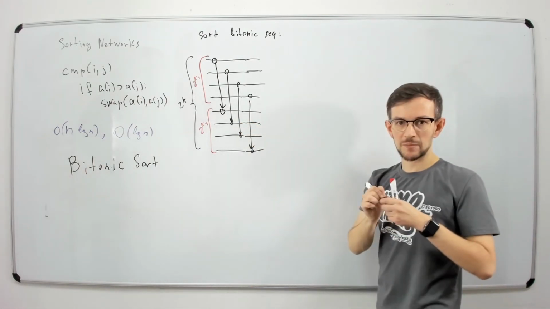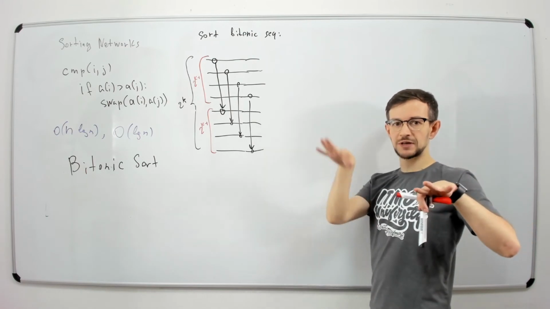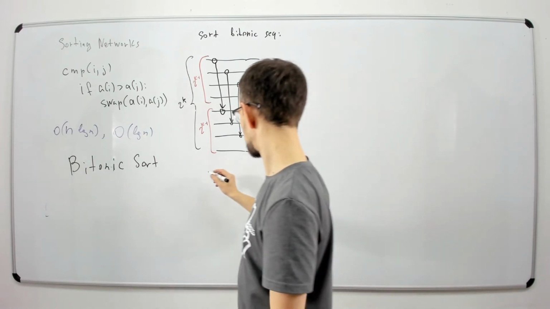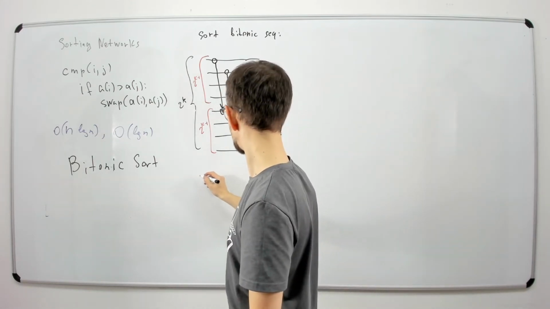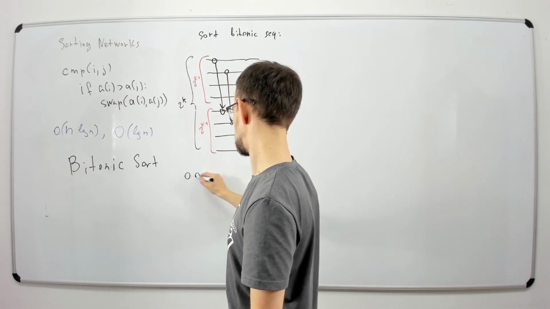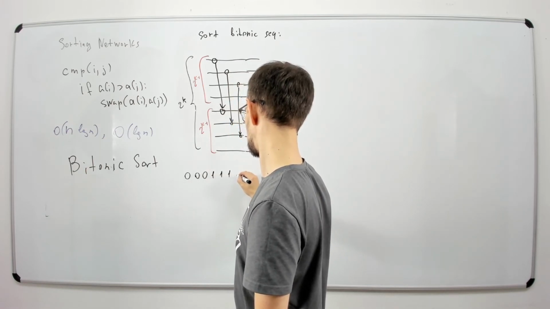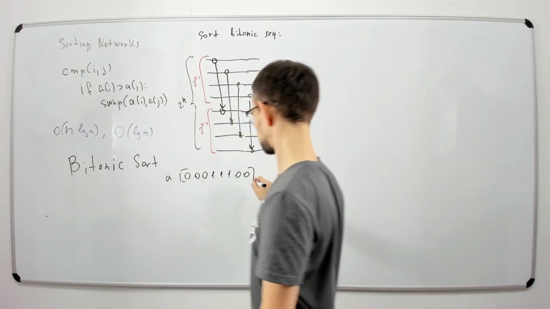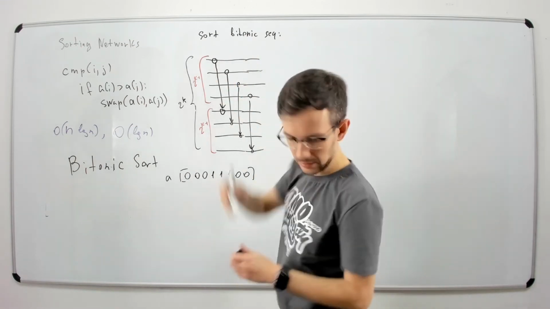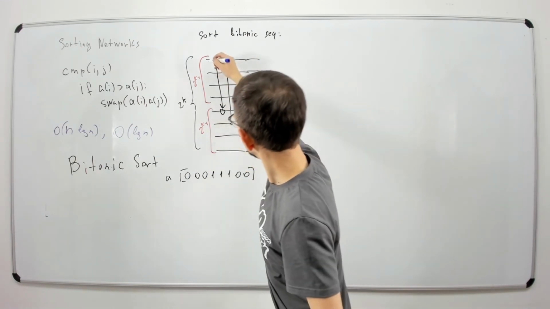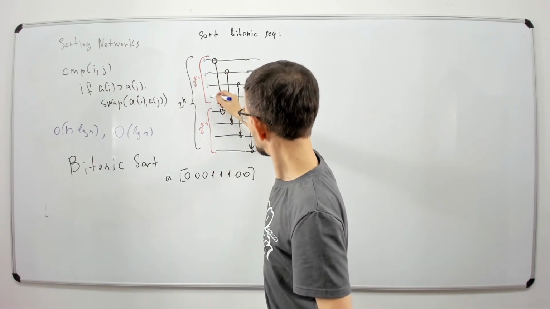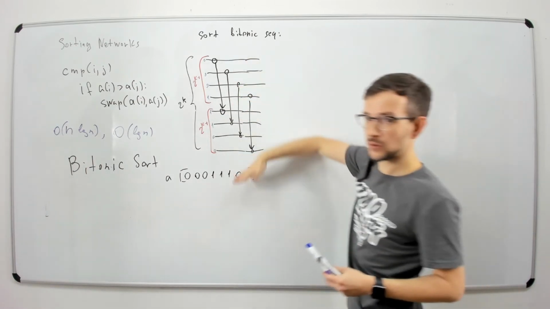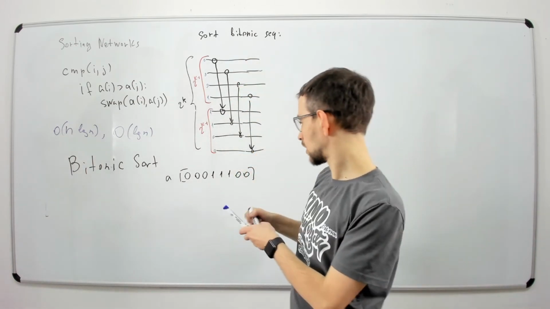So we compare each element of the left part with the corresponding element of the right part. For example, let's have some array of length 8: 0, 0, 0, 1, 1, 1, 0, 0. So we have an array like this. After we run these comparators, we will have an array like this.